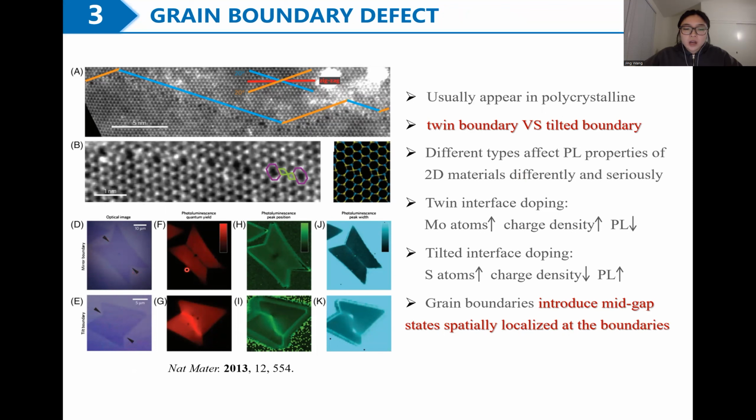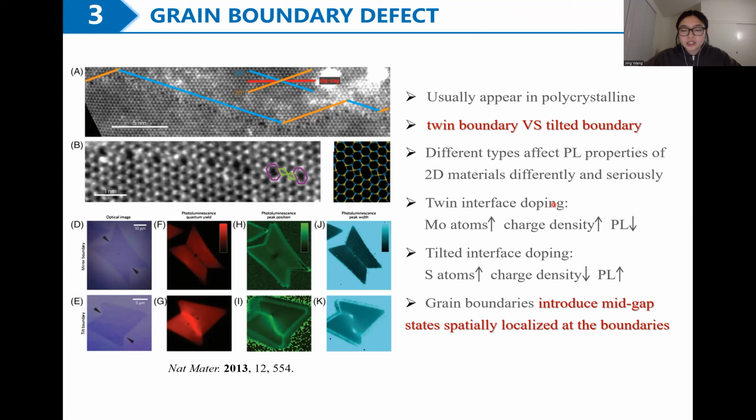So we can see obvious differences in quantum yield, the blue shift of the PL peak, and the peak widths between the twin boundaries and the tilted boundaries. All these PL distinctions prove that different types of grain boundaries affect PL properties of 2D materials differently and seriously. This is because grain boundaries may introduce some local doping.